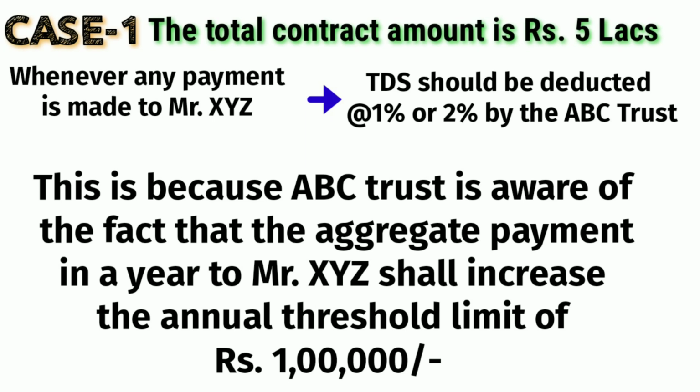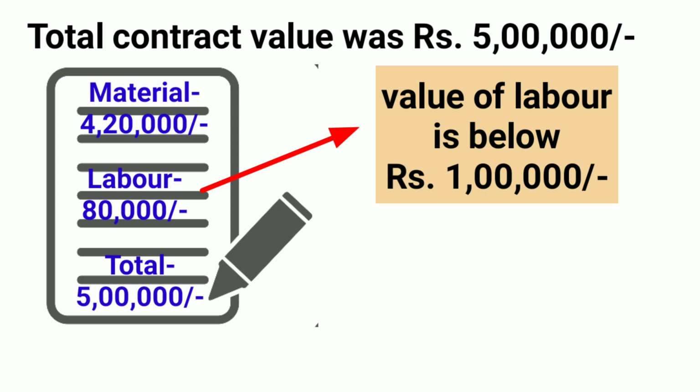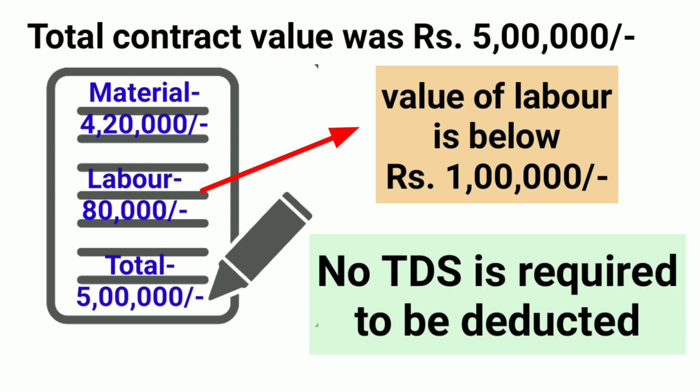Taking the same example forward as in case 1 above, where the total contract value was rupees 5 lakh and TDS was asked to be deducted since it was evident that the total amount shall exceed the annual threshold limit of rupees 1 lakh. But in the same case, if the value of material and labor has been provided separately, although on the same invoice, and the value of labor is below rupees 1 lakh, no TDS is required to be deducted. So this is the twist.